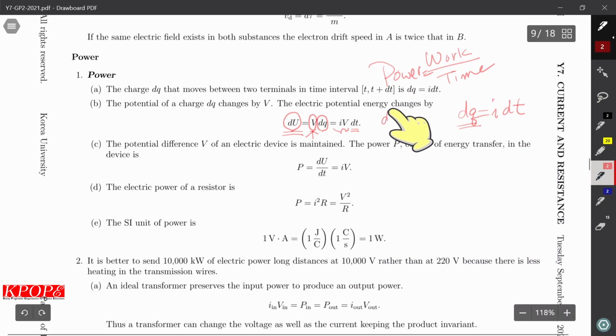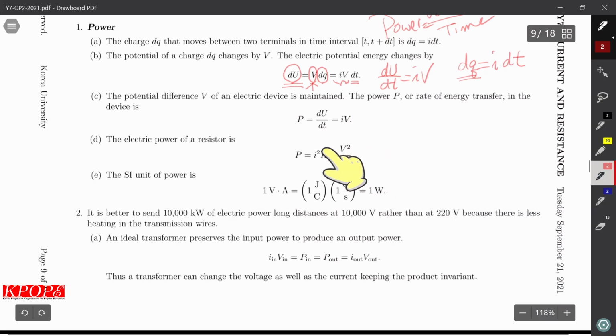The rate of potential energy change is IV, okay? So this is the power, work per unit time. Electric power of a resistor. This is a positive value, but that positive value means the resistor consumes energy, an energy loss. And this energy loss is IV, and according to Ohm's law, V equals IR. Substitute IR in here, so it is I squared R.